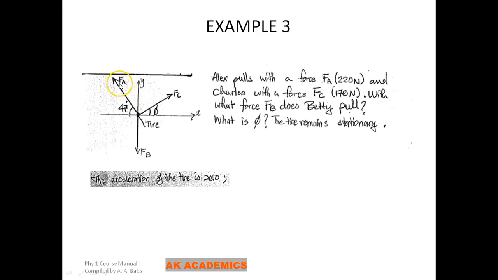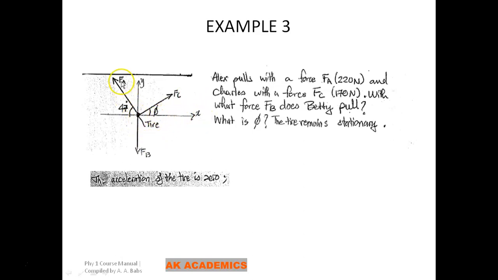We have been given FA, which is the force that Alex uses to pull the tire. The tire is represented on the XY plane. You can see the tire here with this dot and labeled as tire on the XY plane at the origin. FA represents the force with which Alex is pulling, and he is pulling at an angle of 47 degrees with the horizontal. Alex's pull makes an angle of 47 degrees with the horizontal of the surface where the tire is resting. Also, we have FC, which is Charles. It pulls with an angle of phi, which is the angle that we are actually looking for, okay? And that is the angle that Charles' pull makes with the horizontal on which the tire is resting.